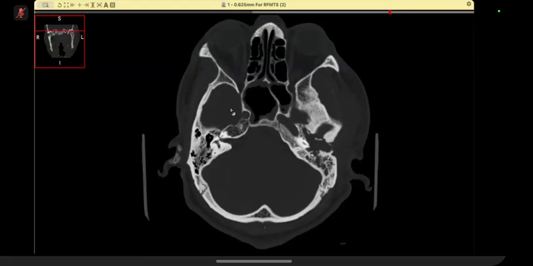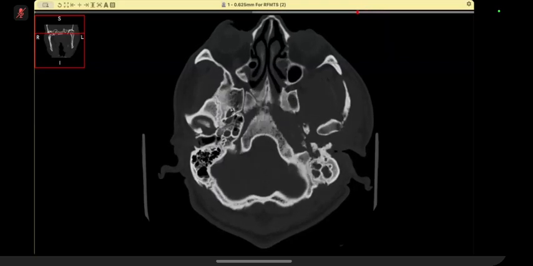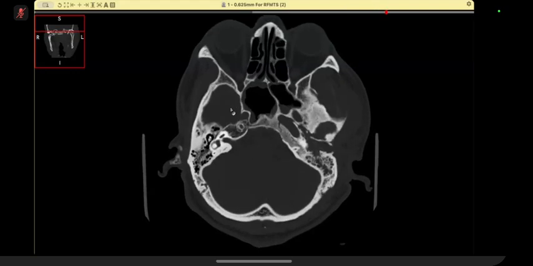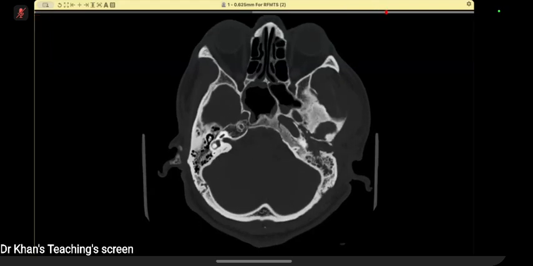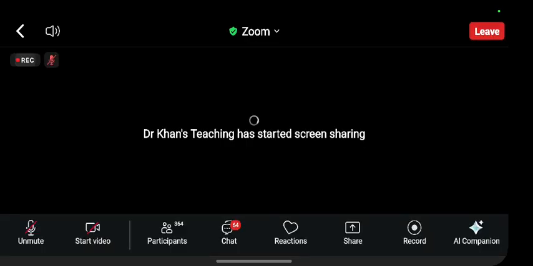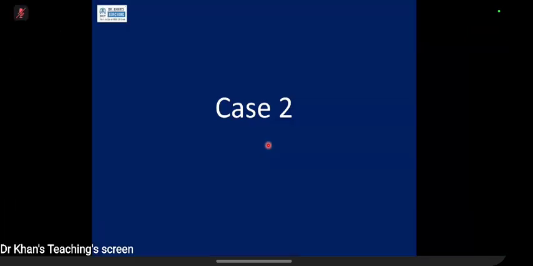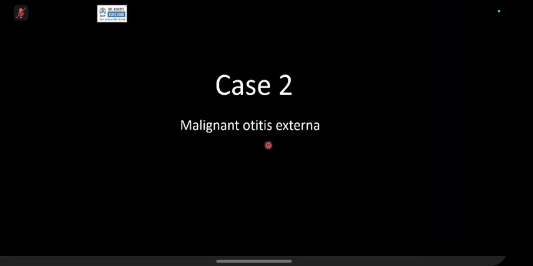Because the patient is diabetic, this could be a fulminant otitis externa or a malignant otitis externa that is forming all this abscess and soft tissue destruction and extending into the ear. Another differential would be a malignant process, but with the history of diabetes. So this is malignant otitis externa.